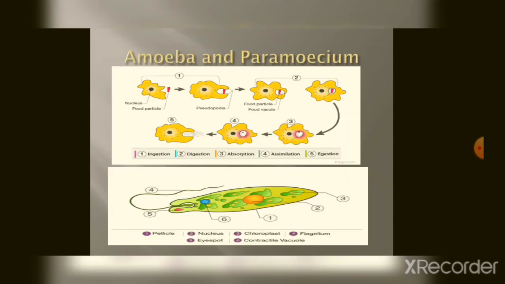Next one, see here, this is the process in amoeba and this is paramecium. Here in amoeba, in the first step, the amoeba is going to engulf the food. After engulfing the food, it is stored in a food vacuole, where it is broken down into simpler particles. Here you can see it is absorbing the nutrients from it, and it is assimilating, that is, utilizing the food. And excretion, that is egestion.